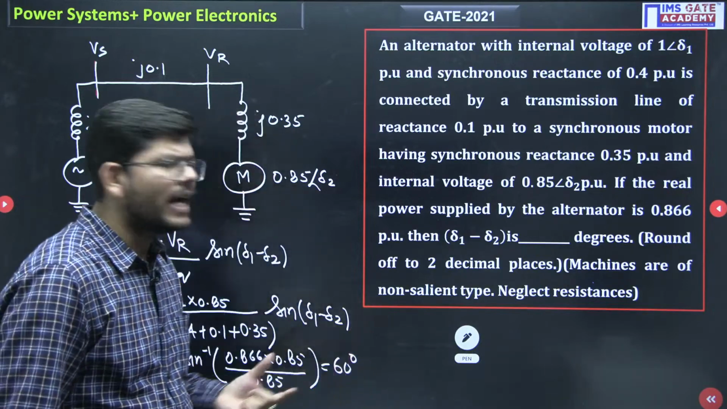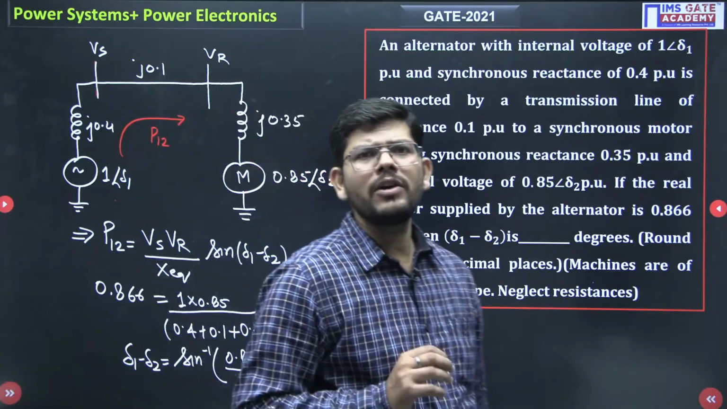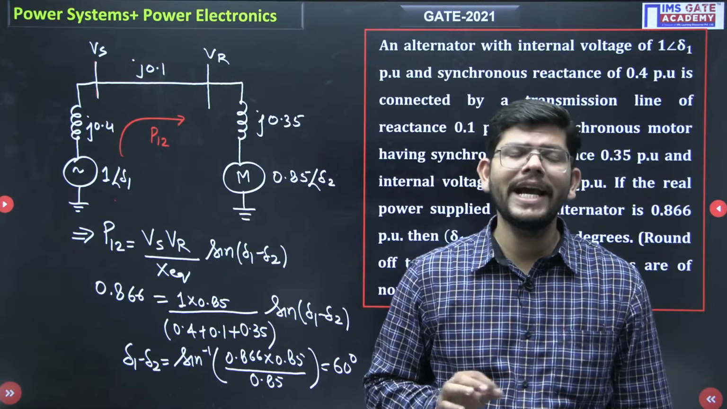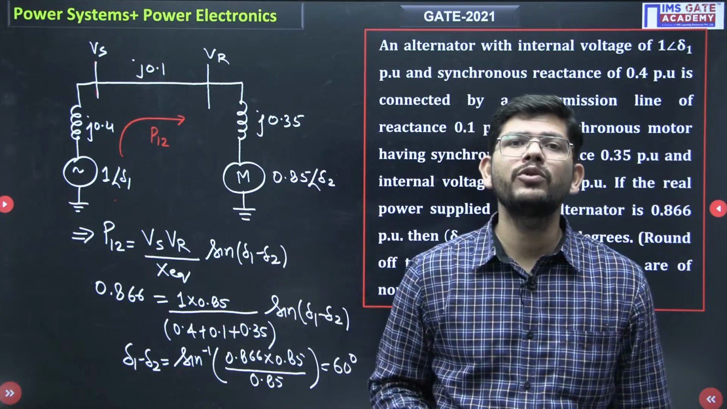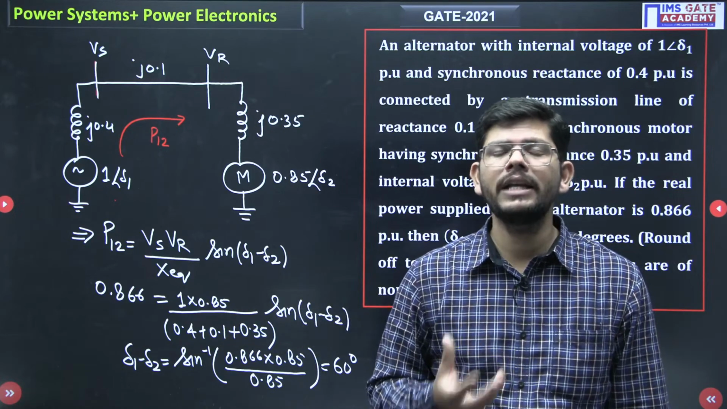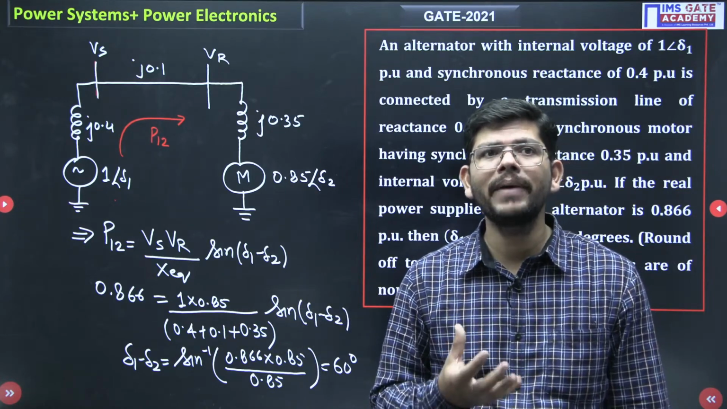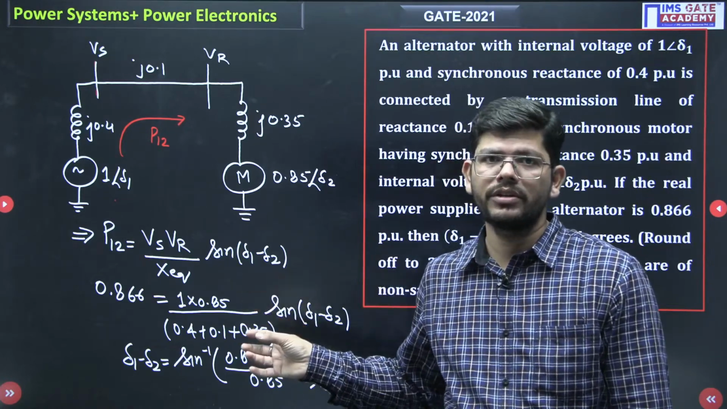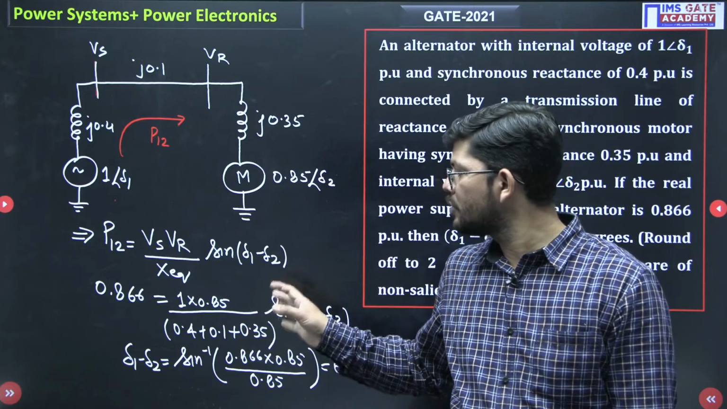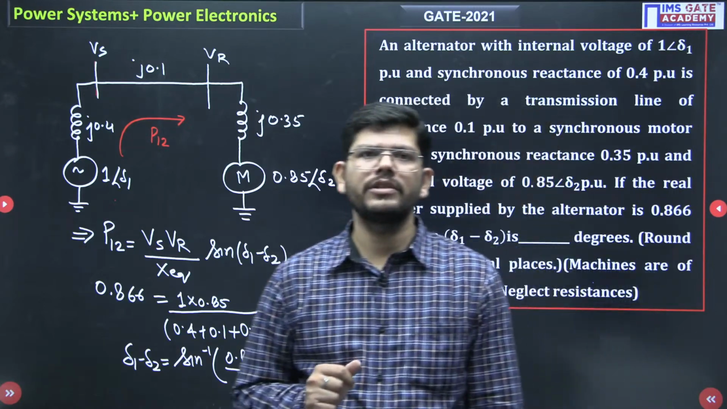Now I think this is the third or fourth time the GATE authority has asked a question related to power flow in the last 10 to 12 years. So you can just judge the impact and the importance of this equation. So this is how you could have solved this question as well.